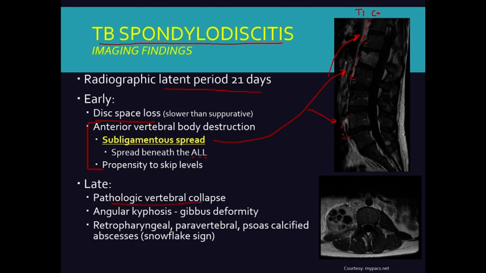Late changes: collapse, that gibbous deformity, and then we can also have these kind of large abscesses. So in this still T1 post-contrast, we can see in the right psoas, right here, there's this kind of low signal with this contrast enhancement all around it. Normal psoas on the left, and that abscess within the right psoas here on the right.